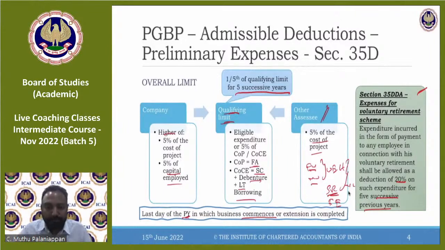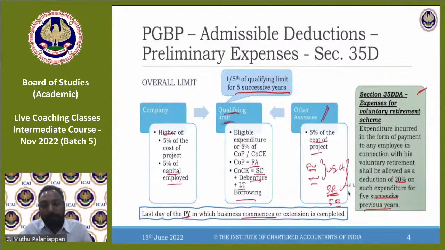So that's what it is about, right? So we have covered the specified provisions. So we'll answer some of the queries before we move on to other general deductions. Okay, Madhuri wants to understand why they are giving deduction before commencement.